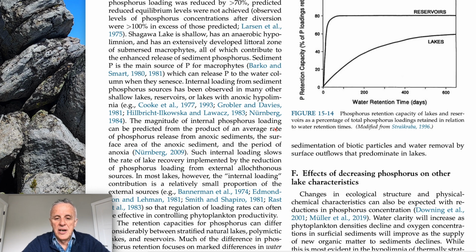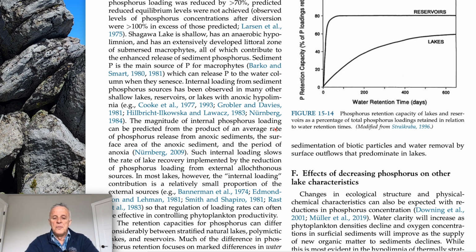Shagawa Lake is shallow, has an anaerobic hypolimnion, and has an extensively developed littoral zone of submerged macrophytes, all of which contribute to the enhanced release of sediment phosphorus. Sediment phosphorus is the main source of phosphorus for macrophytes, which can release phosphorus to the water column when they senesce. Internal loading from sediment phosphorus sources has been observed in many other shallower lakes, reservoirs, or lakes with anoxic hypolimnia.